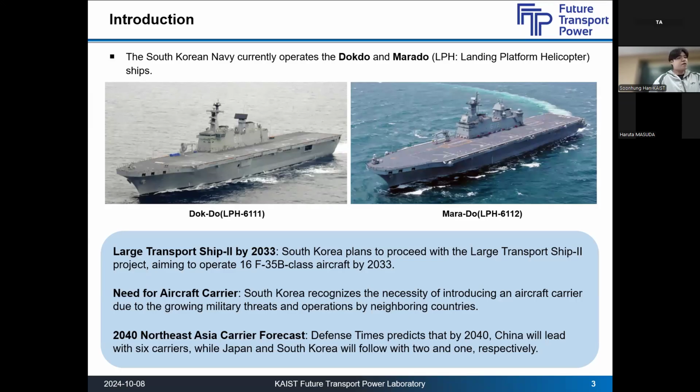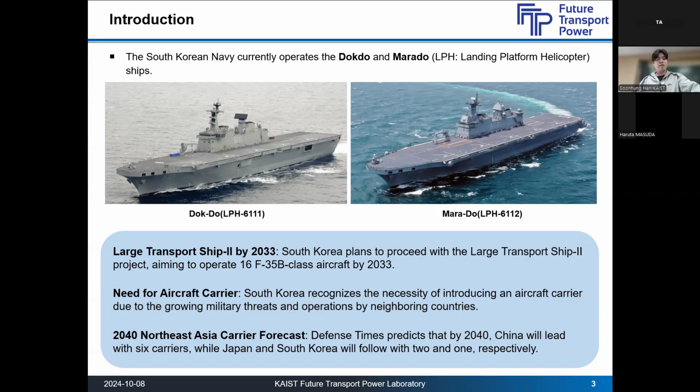Okay, this is the introduction. For now, the South Korean Navy operates the Dokdo-ham and Barado-ham, which are in the category of LPH, the landing platform helicopter ships. As you can see in the figure, left is the Dokdo-ham and the right one is the Barado-ham. You can see in this figure, it contains the takeoff platform for the helicopter, but there's no platform for the jet plane, like the F-16, F-15.